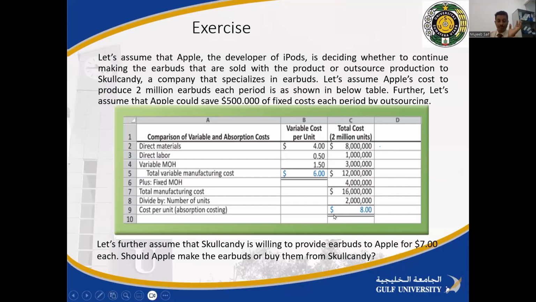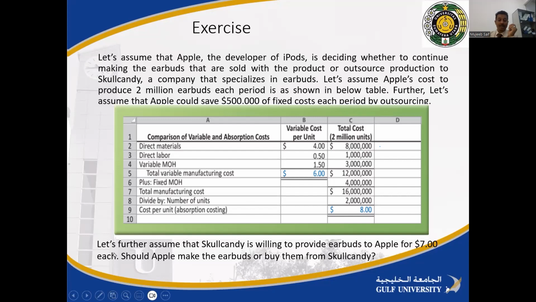So what is the calculation for this table? From this table, the variable cost for one unit, one AirBuds, is $6, but total cost for each unit is $8. That means $6 variable cost for each unit and $2 fixed cost for each. Right? That means the total amount is $8 cost for one AirBuds.